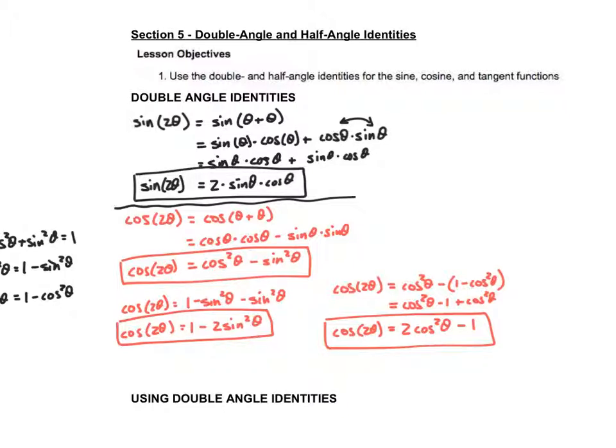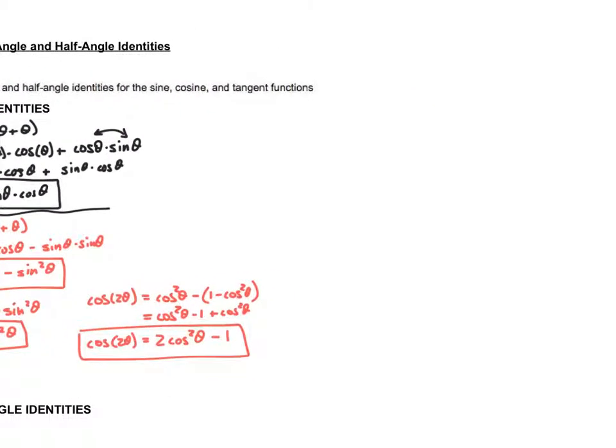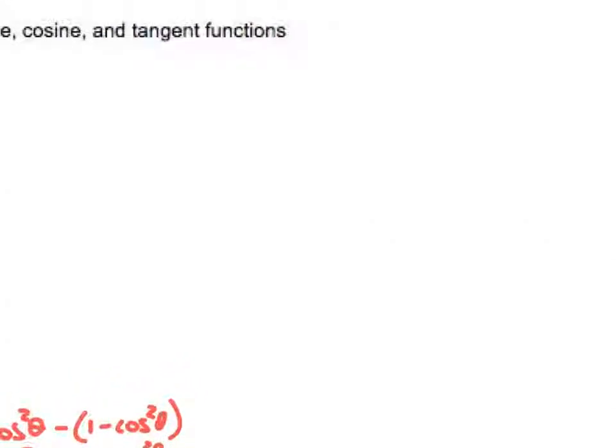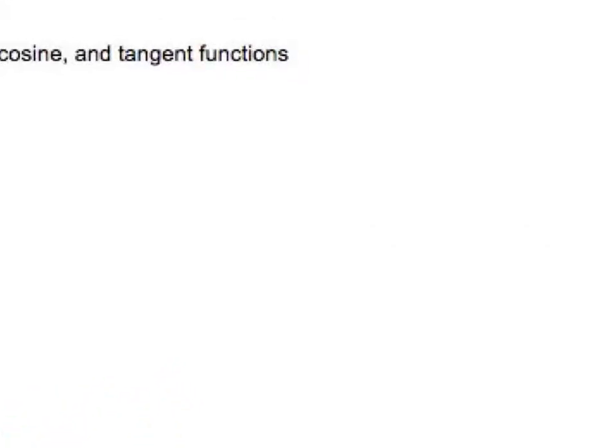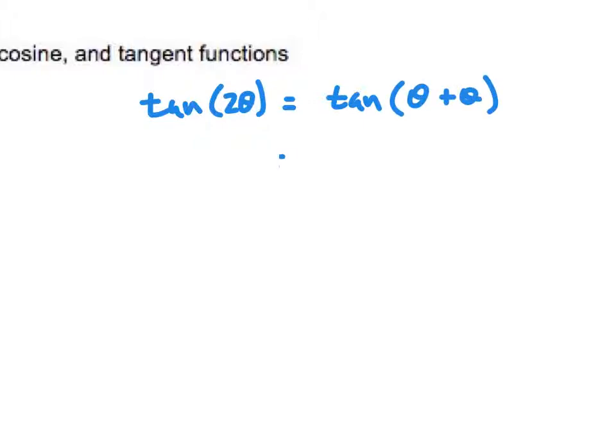The last one that we have is tangent of 2 theta. If I wanted to find the double angle for that, I would just do tangent of theta plus theta. So tan plus tan over 1 minus tan tan.